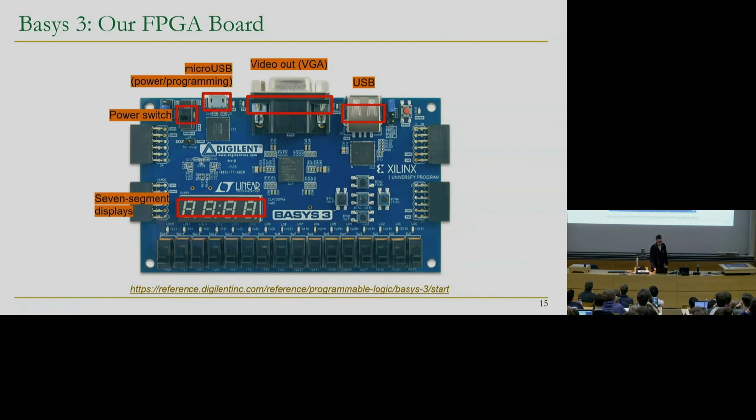So there's a power switch. There are some other I/O devices on this board. One of them is the 7-segment display, which is mostly used to represent numeric values. We have some labs that will make use of the 7-segment display here.